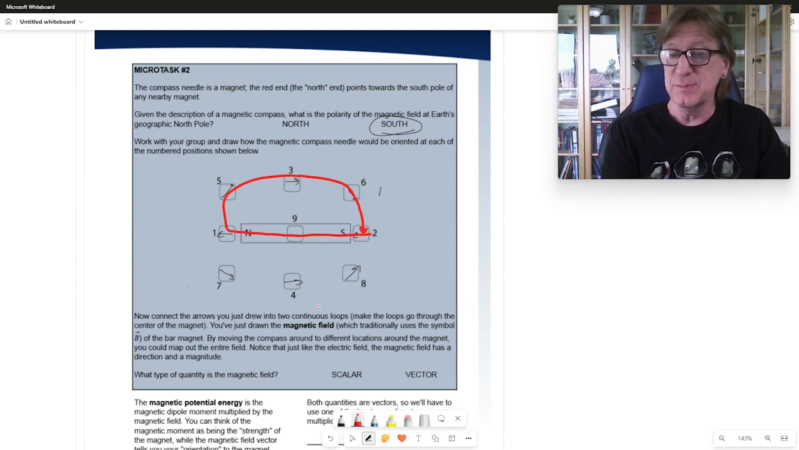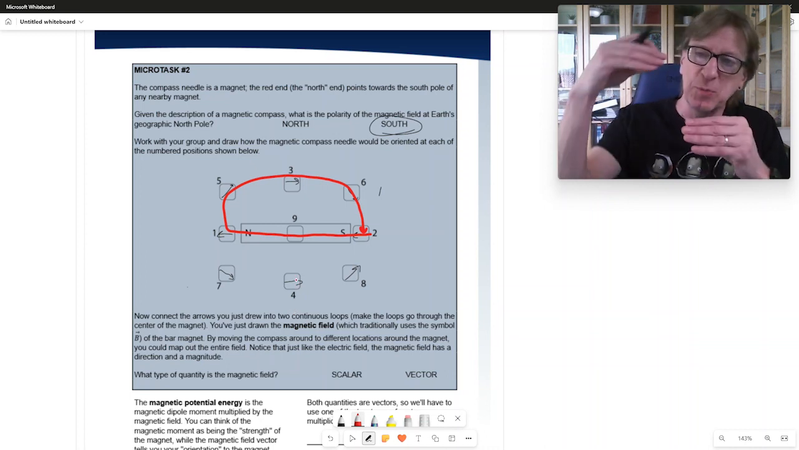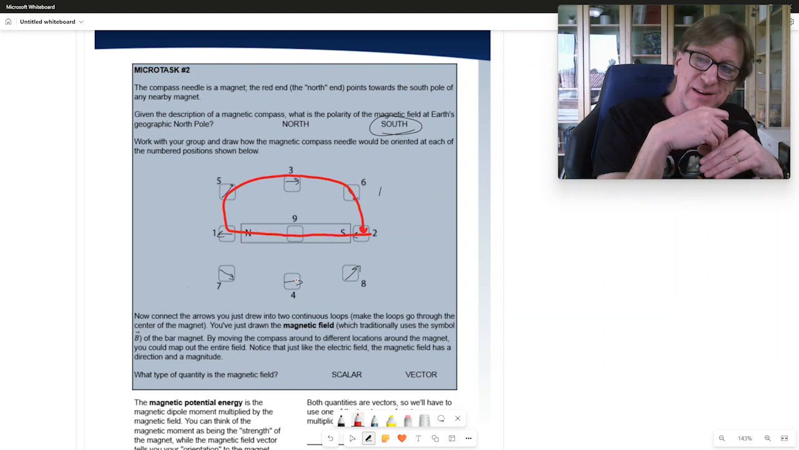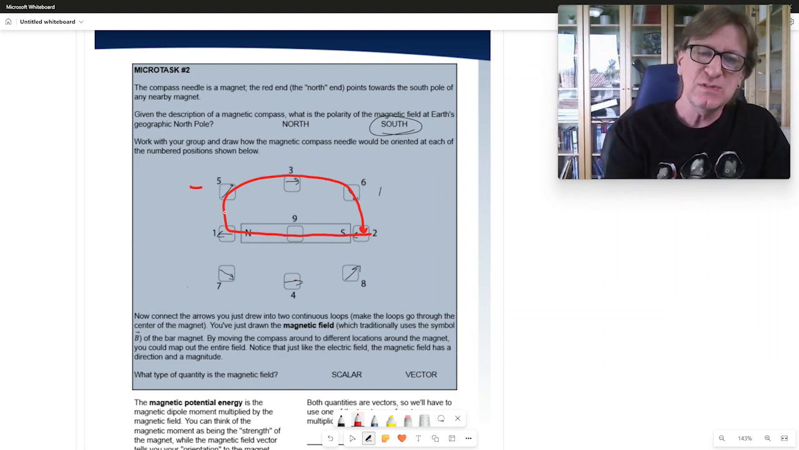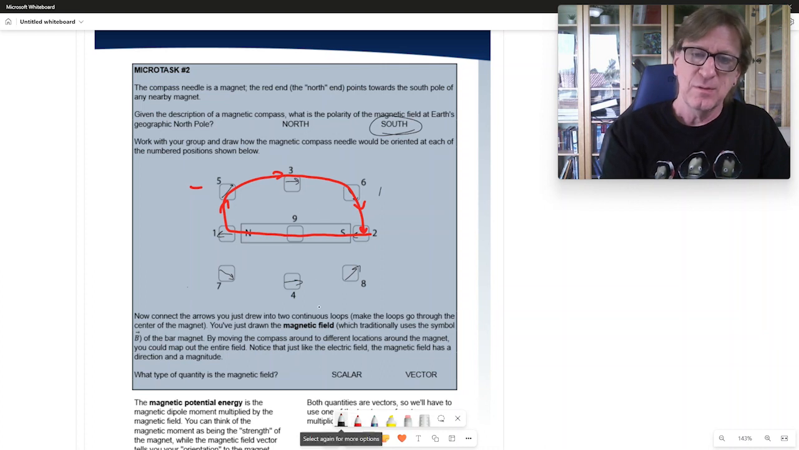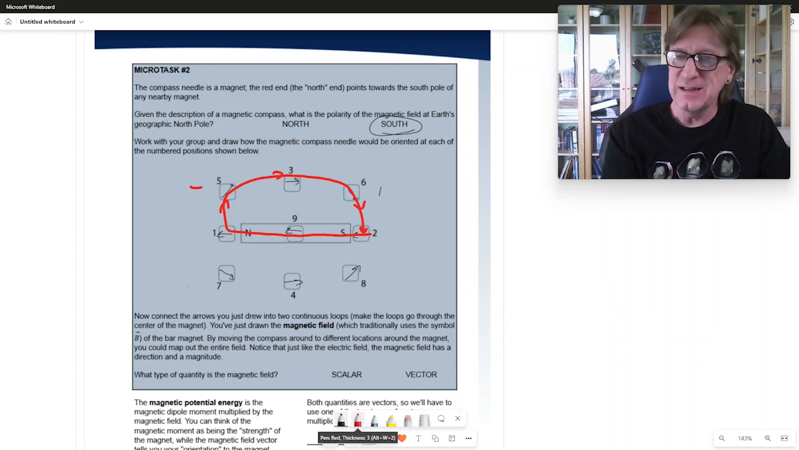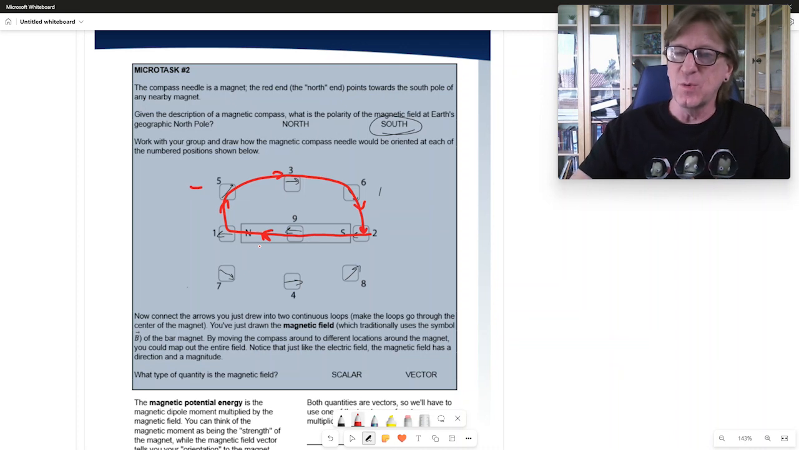Now notice that I've skipped block 9. What direction would that compass point if I could put it inside the magnet? I can't, obviously, but if I could, which direction would it point? Use this loop that we've just drawn. What direction do you think it would go? Well, sure, it's going to continue and go this way. So if I am inside the magnet, it's going to point from south to north. So that right there is the magnetic moment. It's showing us the direction of the magnetic moment.